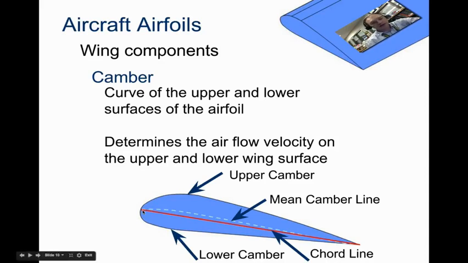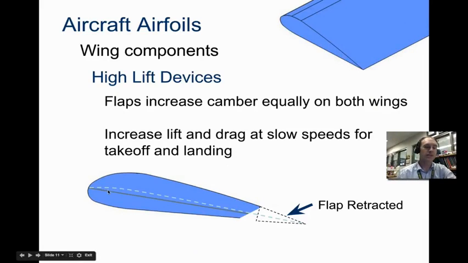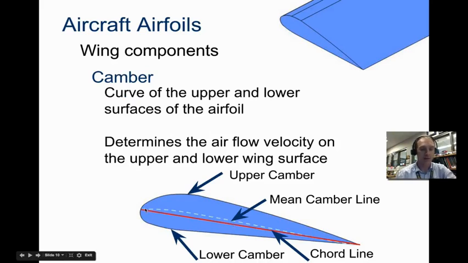And your mean camber line is the average distance between the upper and the lower surface. So that line may not be the same as a chord line. In which case is it the same as a chord line? Symmetric, very good. If they're symmetric, then the mean camber line is exactly at the same place as the chord line. We'll look at this picture. Those would be in the same place if it's symmetric.